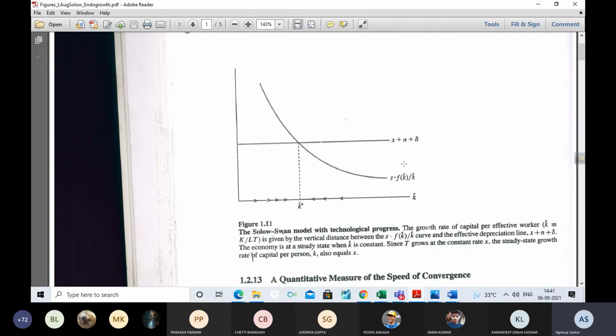So, if we are looking at an upward rising SFK by K schedule instead of a downward sloping one, then at least over some range, you would have increasing K dot by K with small k, right? So that would happen over a certain range. That's not going to be universally true, or would not be true for each and every value of small k, right? So if SFK by K is upward sloping, then at least over some range of small k, we would have the growth rate K dot by K rising with capital over this particular range.